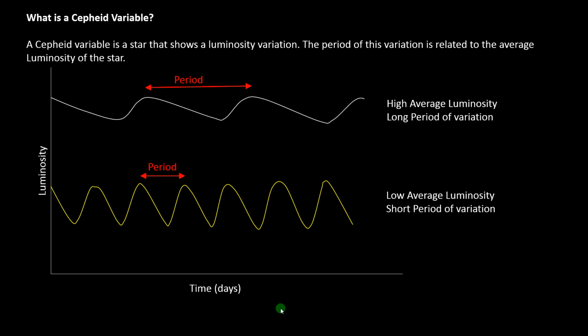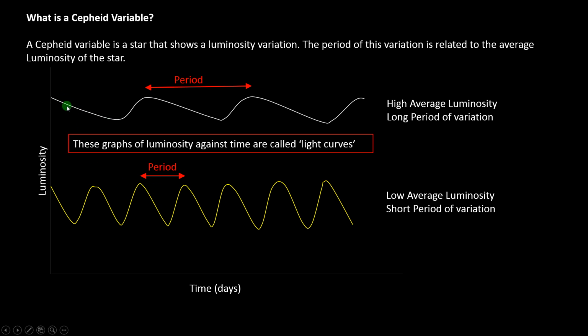Okay, but what you do need to know is that if you've got a star that's high average luminosity, so it's got a very high power output, then the period of variation for that star is long. So that's this top line here. Okay, and if you have a star with a very low average luminosity, it has a shorter period of variation right here. These curves, by the way, of the change in luminosity are actually called light curves.